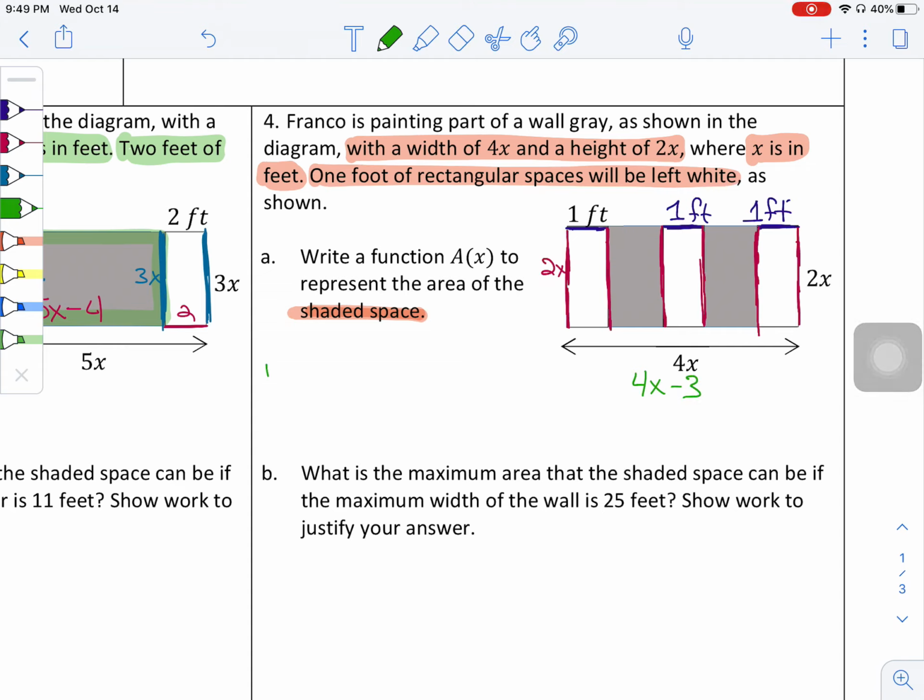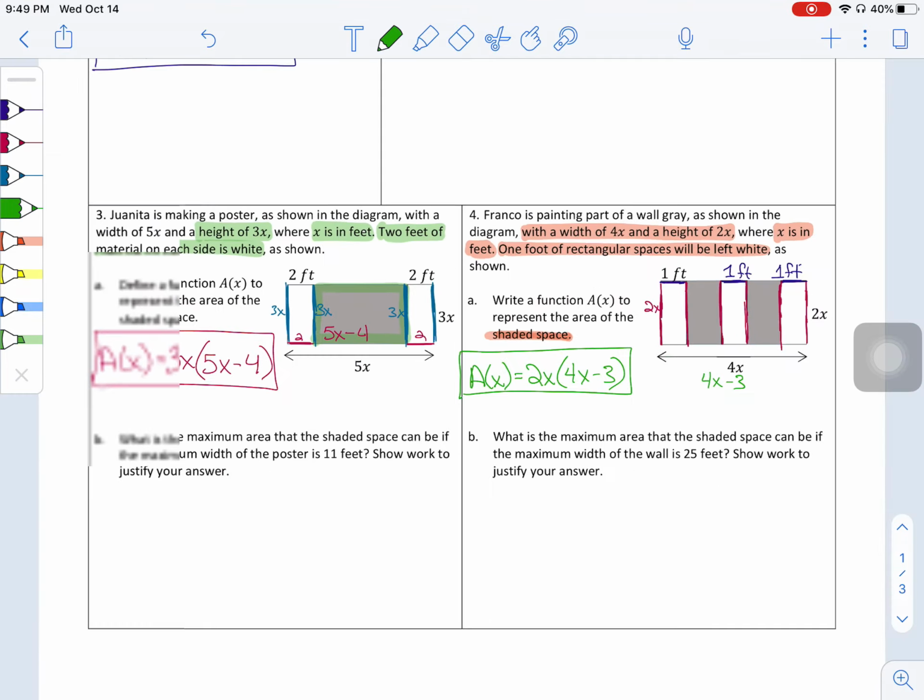So the function here, A of x, is equal to, in this case, the height of 2x times the width of 4x minus 3, okay? So this is our function that's going to represent the area of just the shaded space, all right? Again, we'll get to part B. I'm not going to worry about that right now, all right?